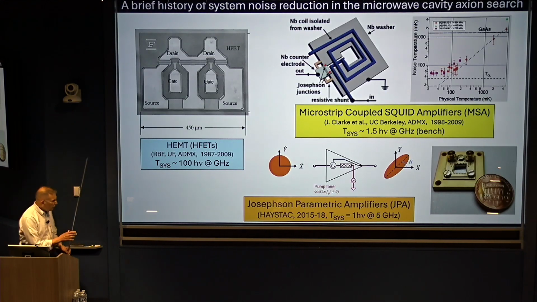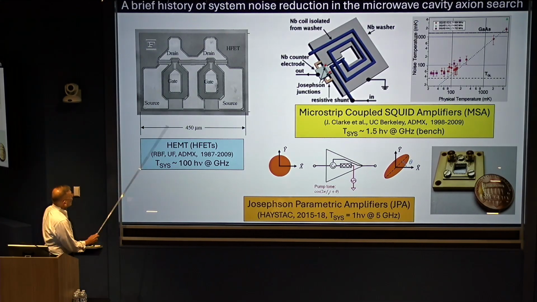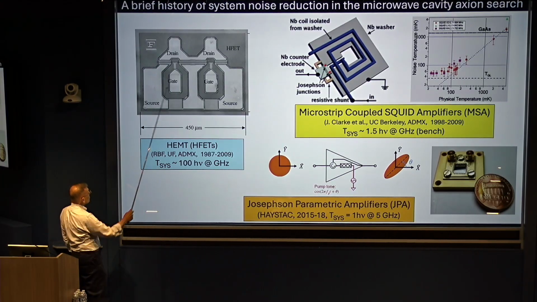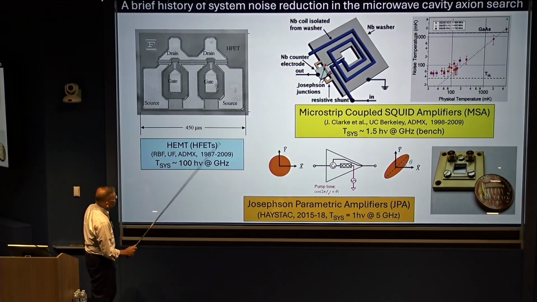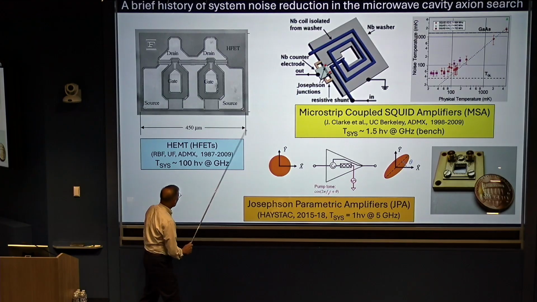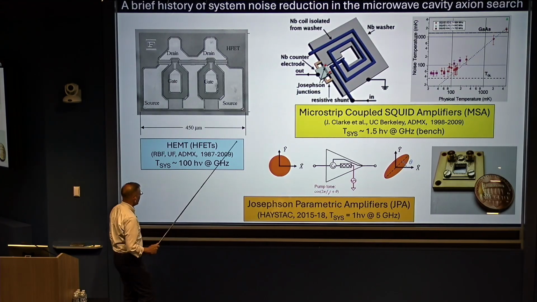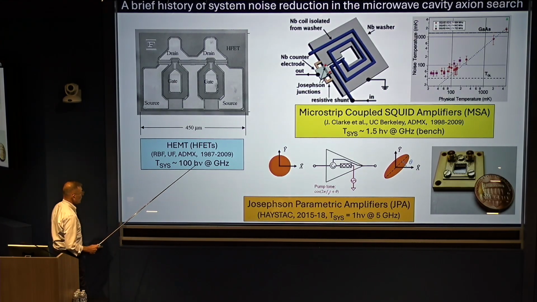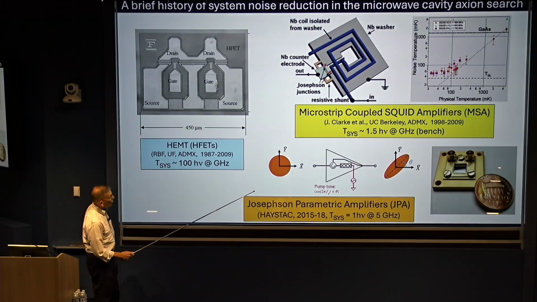Just a quick, lightning review of the history of the amplifiers. Original Florida, Rochester, Brookhaven, and Fermilab used transistor-based amplifiers that were really stuck at several Kelvin, up to maybe 20 Kelvin noise temperature, or about 100 times the standard quantum limit.